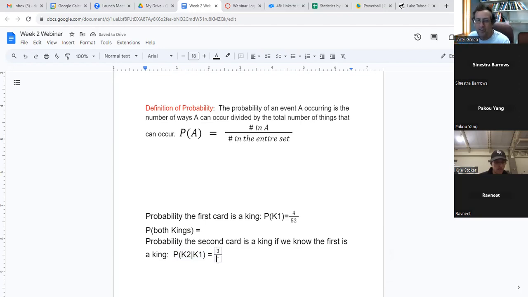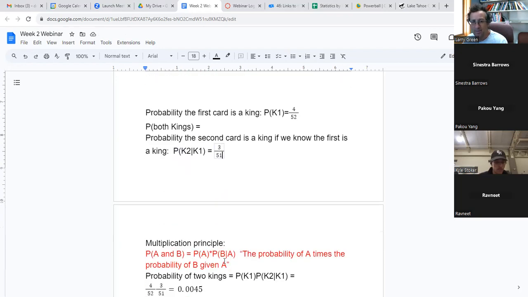How many cards could it be? Yeah, there's 51 because we know it's not the king of spades because that's the one we just saw. There's 51 cards left because we saw one of them, the king of spades, and it's not that one. There's 51 others. That's going to be 3 over 51. Any questions on that example so far?